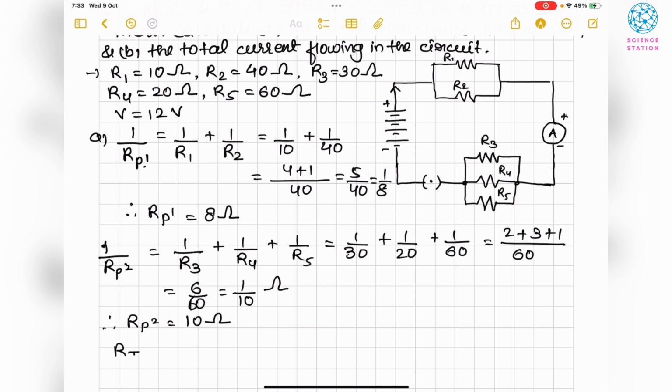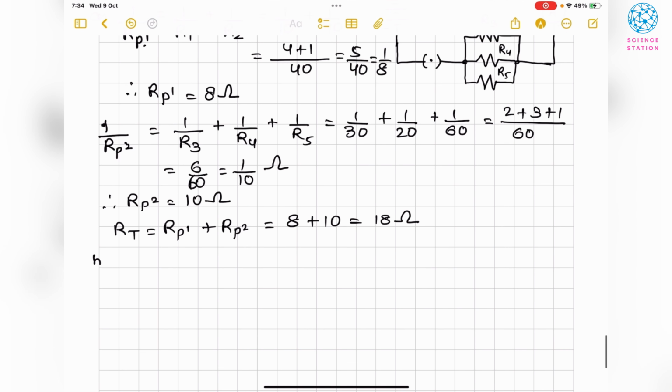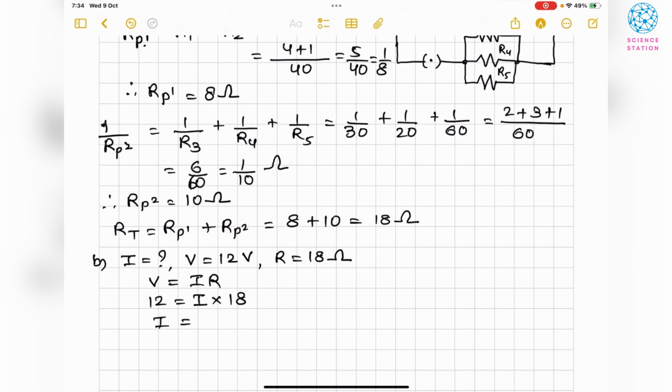Now he has asked me the total resistance in the circuit. So the total resistance RT will be Rp1 plus Rp2. So that is 8 plus 10, that will be 18 ohms. And then B part he has asked me current I: V equal to 12 volt and R equal to total resistance, 18 ohm. We know that V equal to IR is the formula. So V is 12, I don't know, into R is 18. So I will be 12 upon 18, that will come as 0.6 ampere.